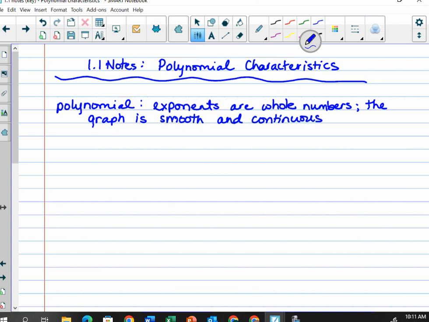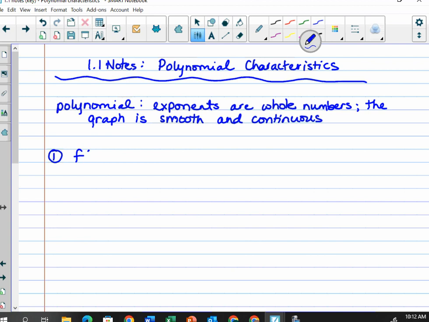So what I mean by smooth, it's not going to have any sharp points. So an absolute value graph is not a polynomial. Okay, it just has to be the nice curve. That's what a polynomial graph looks like. Continuous, it won't have any asymptotes. There's no jumps, holes, anything like that. Just one continuous graph. So let's look at one here.